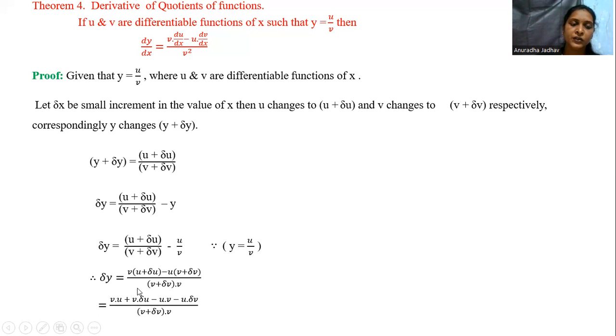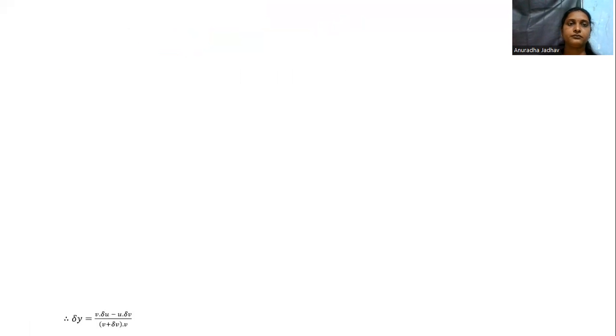It gives v into u plus v into delta u minus u into v plus and minus minus u into delta v, as it is, v plus delta v into v as it is. Here u into v plus, and here is minus, both get cancelled. Then remains only two terms, here is plus term, then here is minus term. That is delta y is equal to v into delta u minus u into delta v divided by v plus delta v into v.